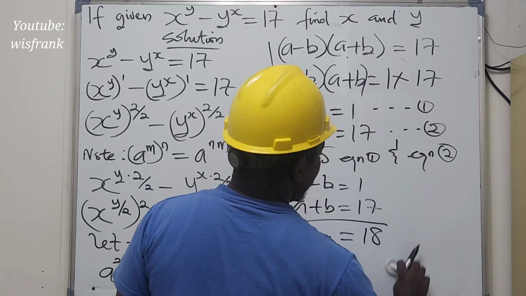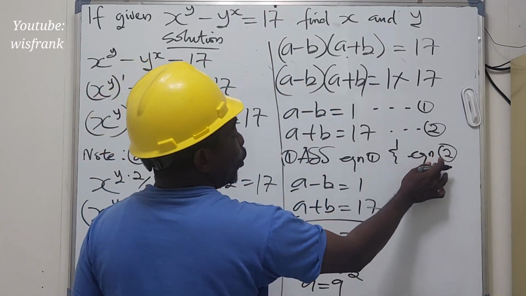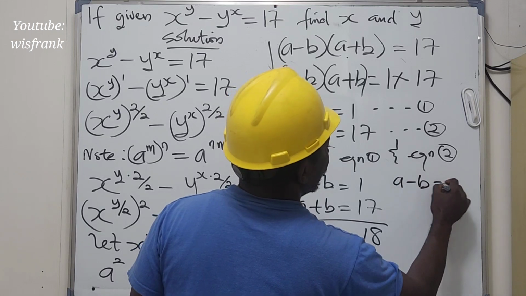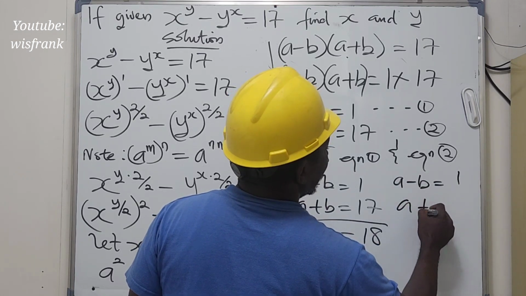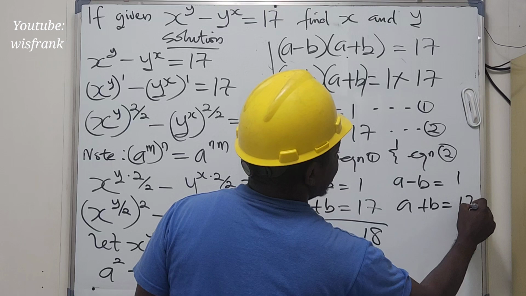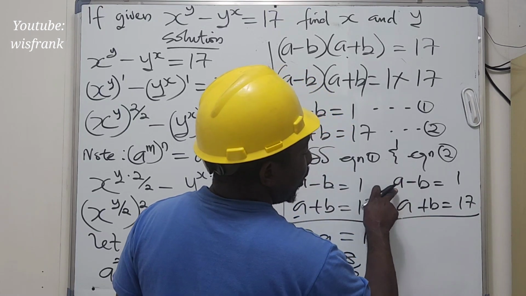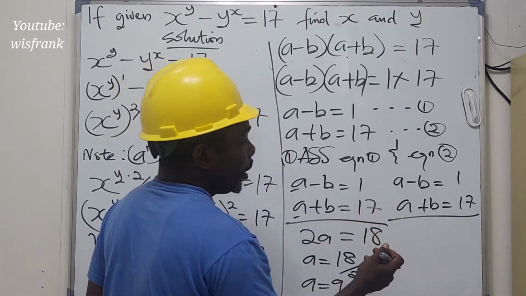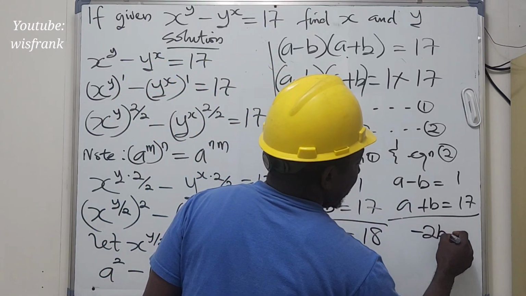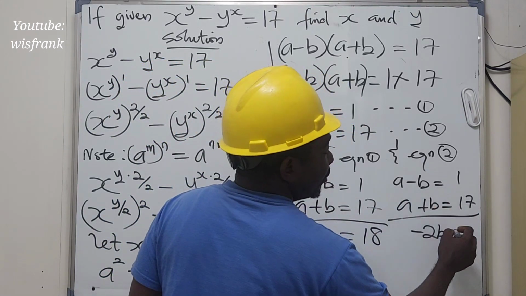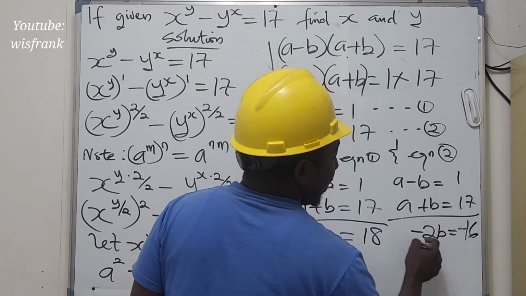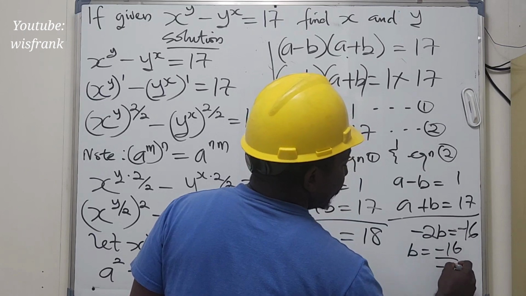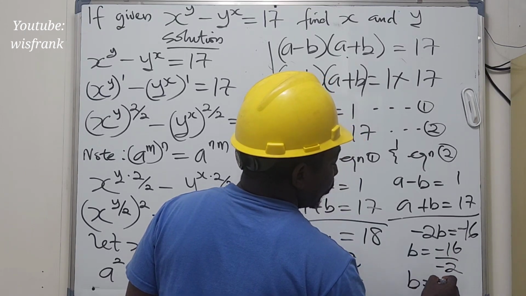Then for the second one, we can subtract equation 2 from equation 1. So in this case, we have a minus b equals 1, and a plus b equals 17. Subtracting these two, a minus a will give us 0. Minus b minus b will give us minus 2b equals 1 minus 17, which is minus 16. Therefore, b equals minus 16 all over minus 2. Therefore, our value of b equals 8.